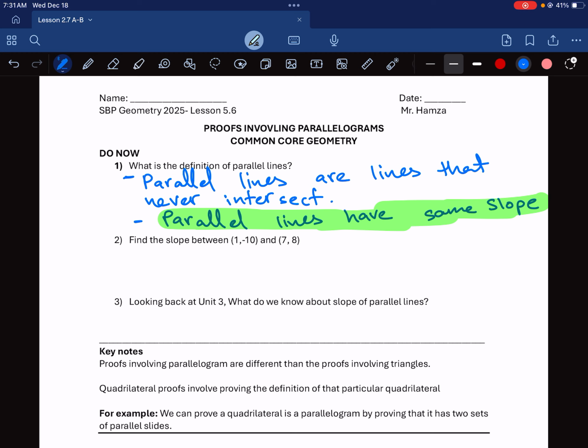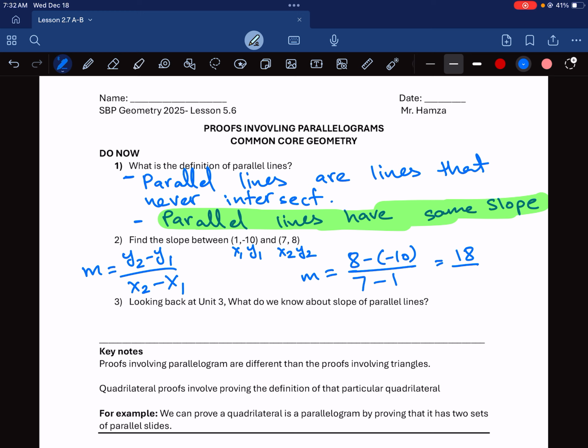Okay. All right. So here is a refresher on how to find slope. Obviously, the slope formula is m equals y2 minus y1 over x2 minus x1. Make sure you label your coordinates: x1, y1, x2, y2. And then just substitute. So you're gonna get 8 minus negative 10 over 7 minus 1. That up top is just going to be 18 divided by 6. Make sure you're always simplifying your fractions. So this is just 3.